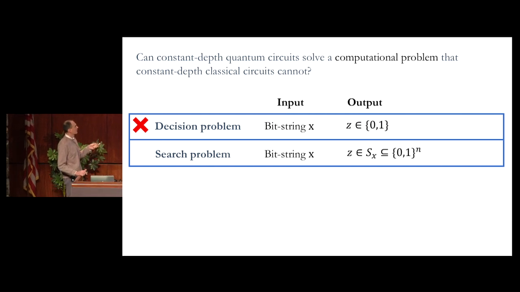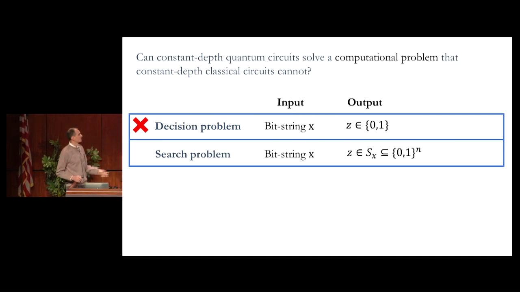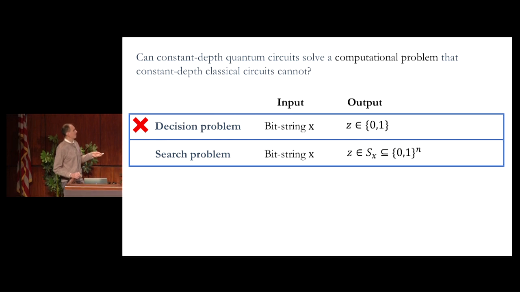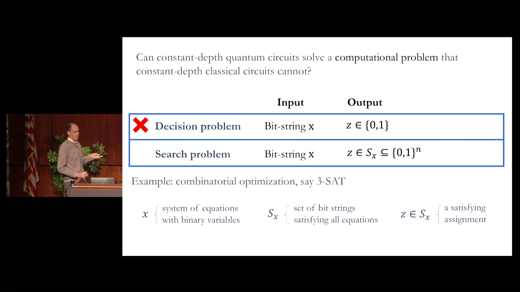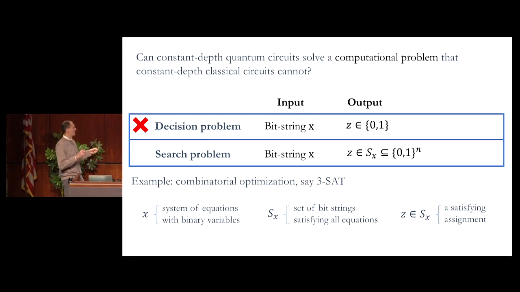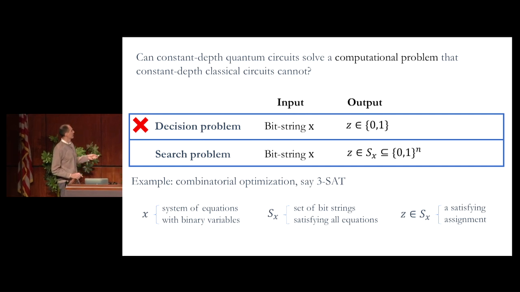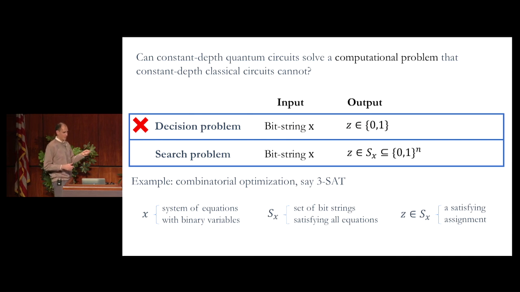Next, let's consider search problems. Here, the input is still a bit string, but the output is not a single bit, but could be a set of n-bit strings. So for each input, there are many possible outputs, and each output is a bit string. One example of such a search problem would be combinatorial optimization, like solving a 3-SAT problem. Here, the input X describes some system of equations with binary variables, and the set of solutions Z is just the set of bit strings that satisfy all equations. These search problems appear naturally in many areas.